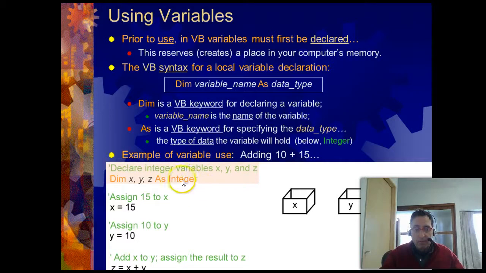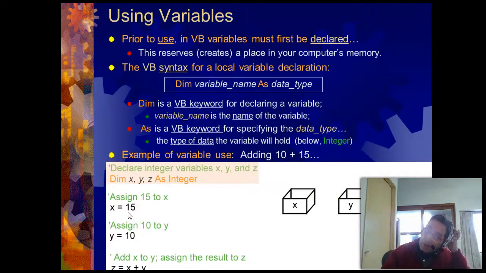So here's the example. We declare x, y, and z. We can declare them all together in the same line like we do here, or we can do one line at a time. That means we're saving some particular spaces in the memory for x, for y, for z.